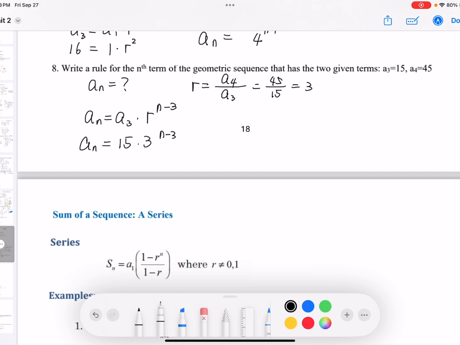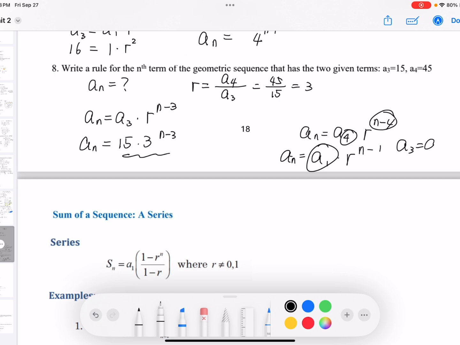You can also represent this one as a sub n is equal to a sub 4 times r to the n minus 4. It doesn't matter which number you choose. You can also find the a sub 1. So a sub n is equal to a sub 1 times r to the n minus 1. Finding the a sub n by using a sub 3 is equal to a sub 1 times r to the second power, then we can isolate the a sub 1. But in your exam, if you gave me this expression, you got full credit. Nothing wrong.